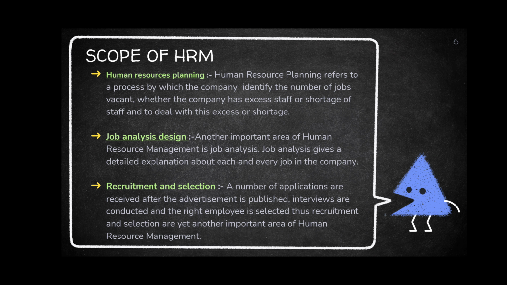The first scope is human resource planning, HRP. HRP refers to a process by which a company identifies the number of vacant jobs, whether the company has excess staff or a shortage of staff, and how to deal with this excess or shortage.